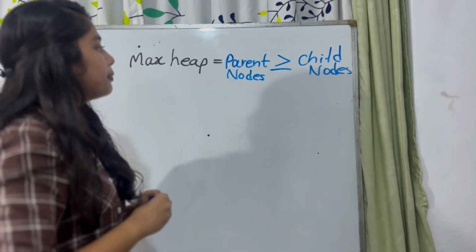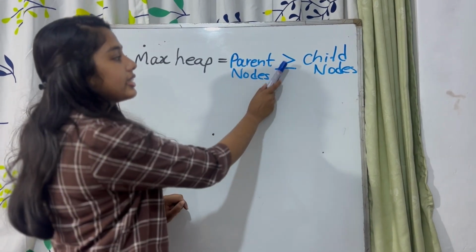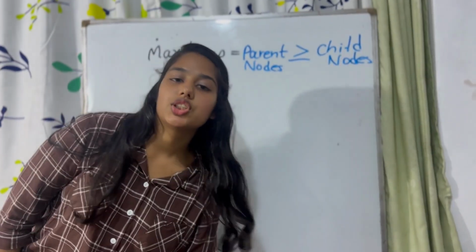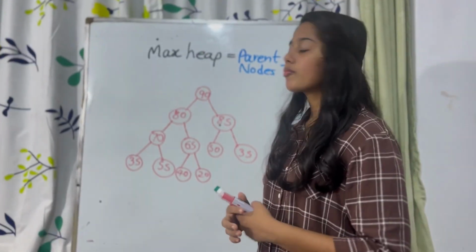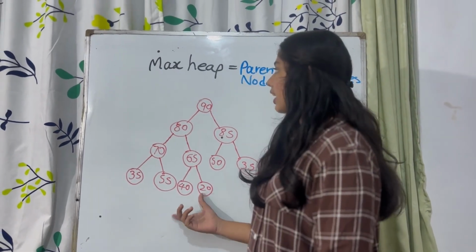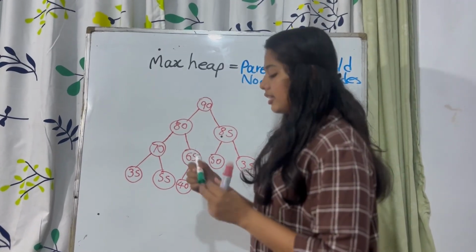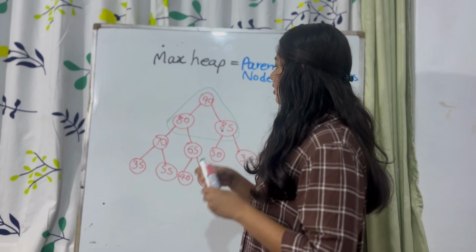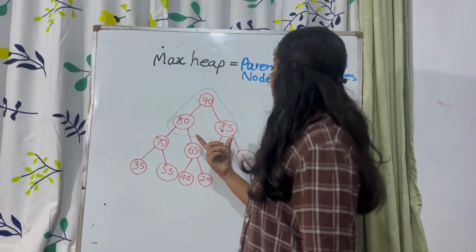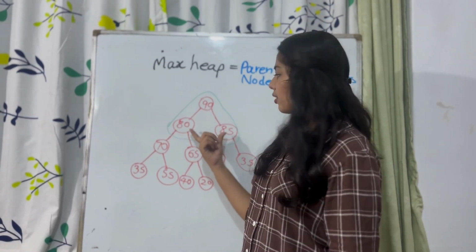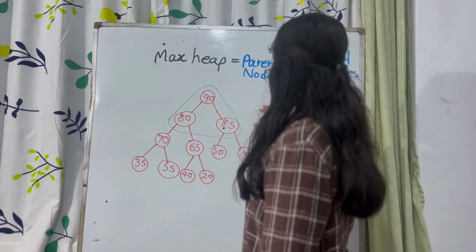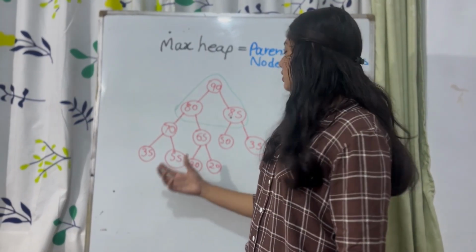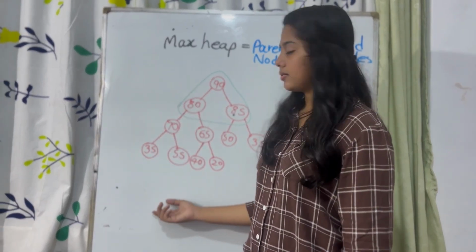In the max heap, the parent node is always greater than or equal to its children nodes. Let me show an example. This is an example for a max heap. Let's take this subtree. Here, this parent node is greater than its 2 child nodes. Also, in the below subtrees, parent nodes are always greater than their children nodes.